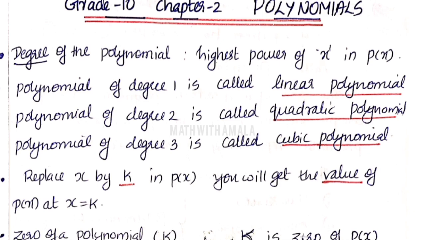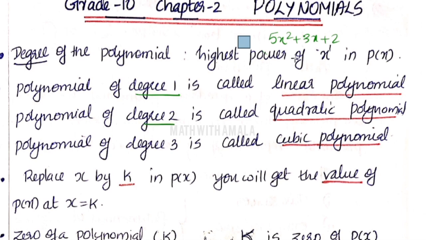We know that if we consider some algebraic expression of the form 5x square plus 3x plus 2, then this is an expression. If we have an equal to sign, you can call it an equation. The degree of this polynomial is the highest power of x in p of x. Here p of x is the polynomial 5x square plus 3x plus 2, then the degree is the highest power of x. Here it is 2.